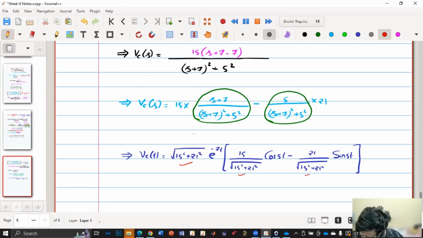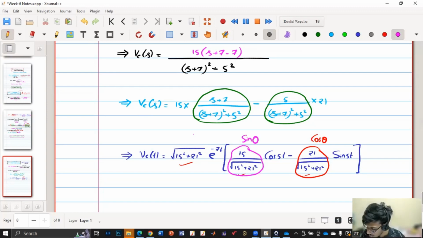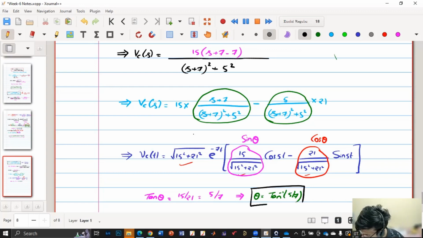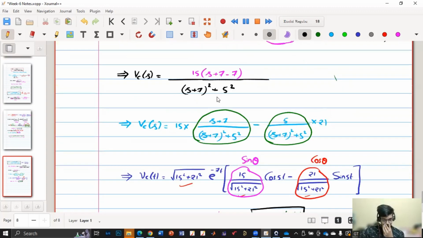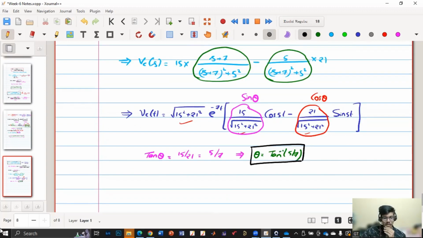So now I can write this term as cos theta, and I can write this term as sin theta. Now what is tan theta? Tan theta is 15 by 21, which is equivalent to 5 by 7. So that implies theta is tan inverse 5 by 7, similar to what we got in the earlier case. So that's why I'm going a bit faster so that we can solve another problem. So what we did, we have just separated this into two parts. One is giving rise to sin theta, other one is giving rise to cos theta.